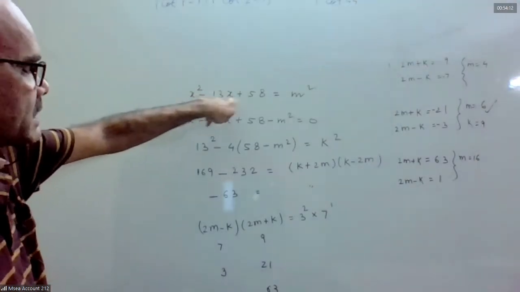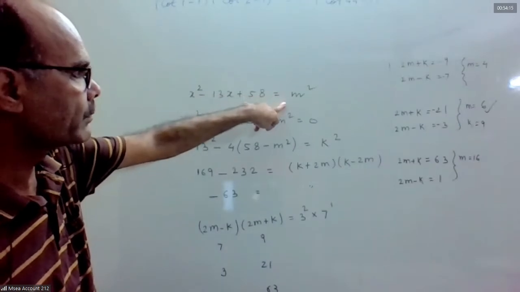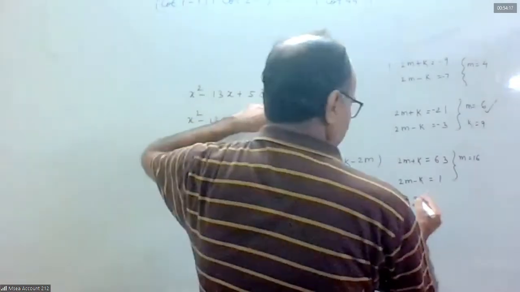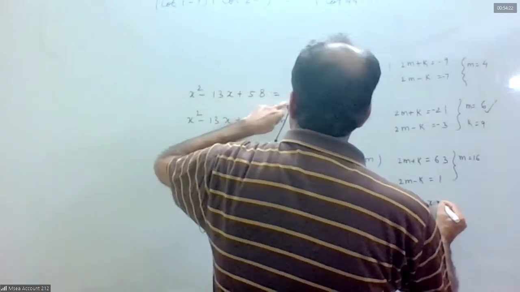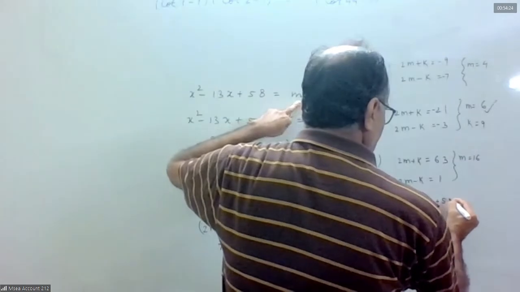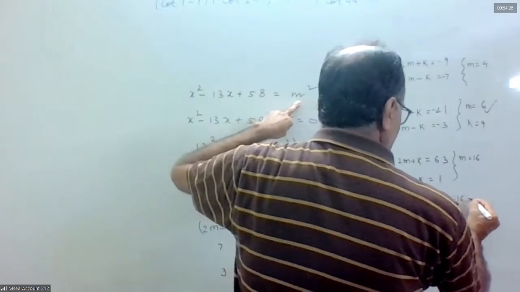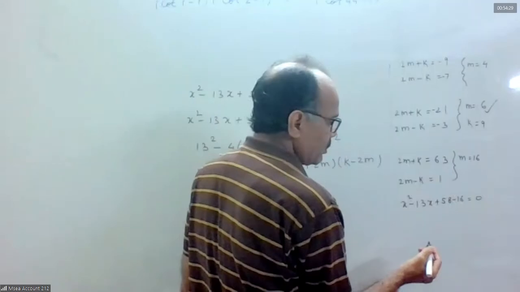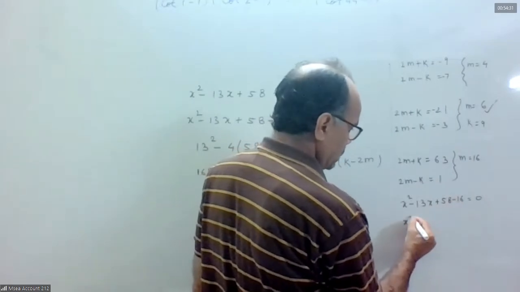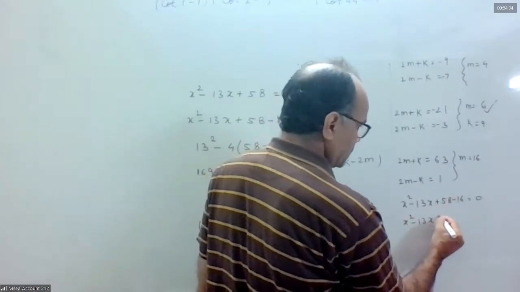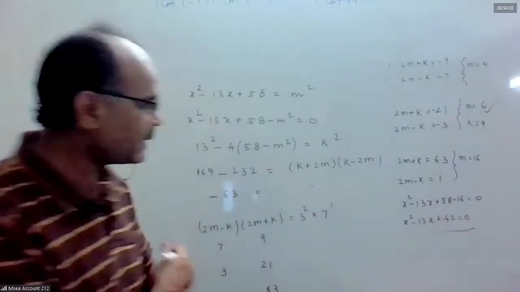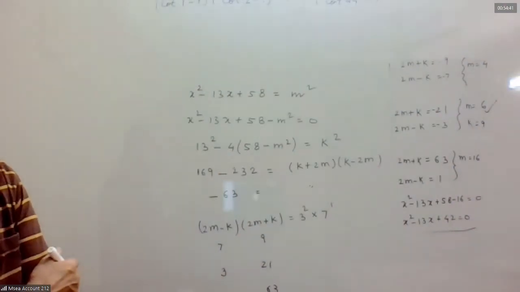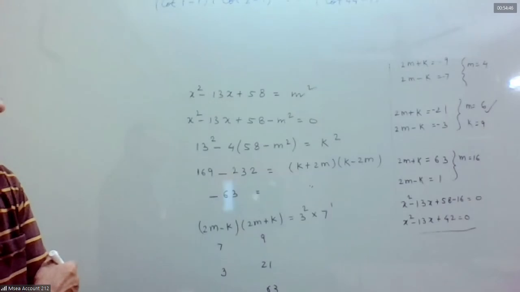Let us check here. For m 4, x square minus 13x plus 58 minus 16 is how much? 42. X square minus 13x plus 42. देखो ये परफेक्ट स्क्वायर है. Square of some integer. What is x?